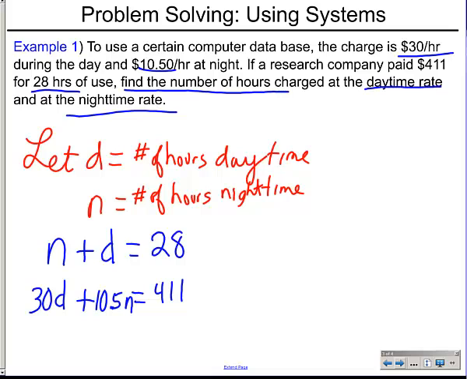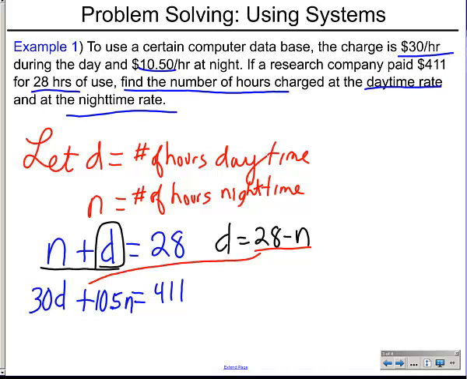The next decision we need to make is which method are we going to use to solve? Are we going to use linear combination or substitution? If you look at this first equation, both the coefficients of N and D are 1. When you have a coefficient of 1, typically substitution works best or works quickest. So what I'm going to do is isolate D in this first equation. I'm going to rewrite that as D equals 28 hours minus N. So all I've got to do then is take this value of D and substitute it in that equation, and then I can solve for N.